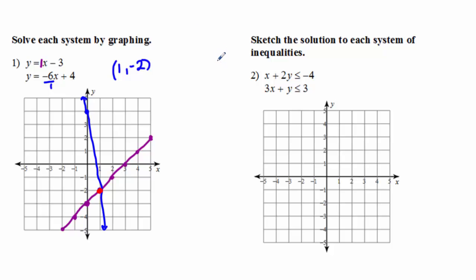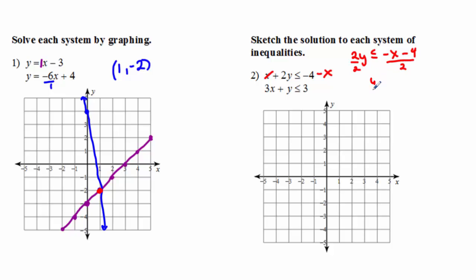On number 2, we're going to do something similar, but this time we have inequalities, and so we solve these for y like we normally would, and then remember that if it's less than, we shade below, if it's greater than, we shade above. So to solve this first one for y, I first need to move my x over by subtracting it, since it was a positive x. So that gives me 2y is less than or equal to -x minus 4. And then I can divide both sides by 2.